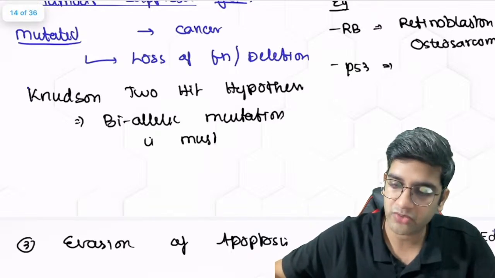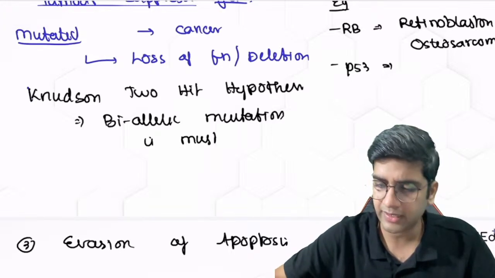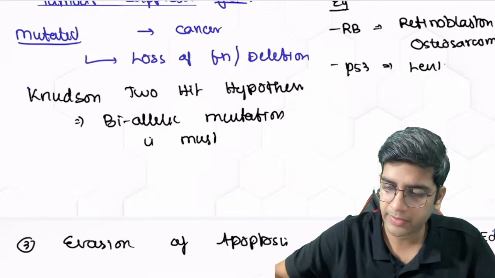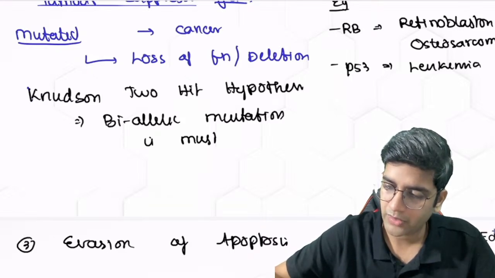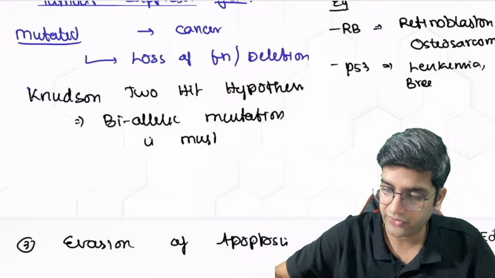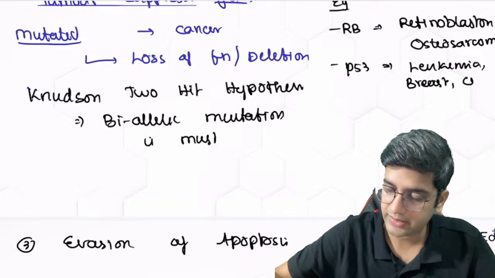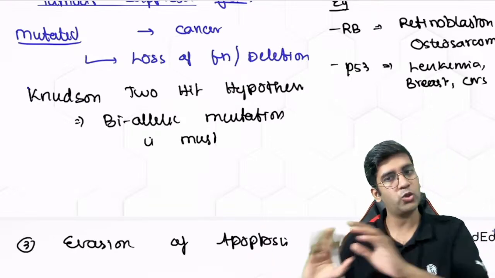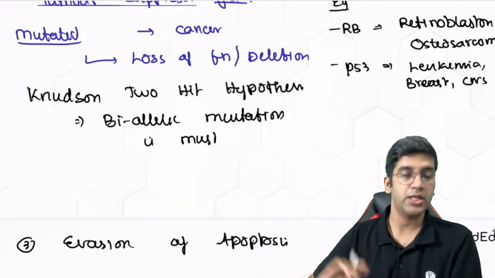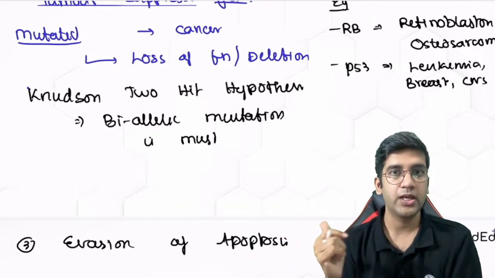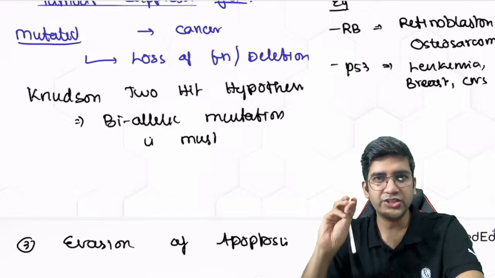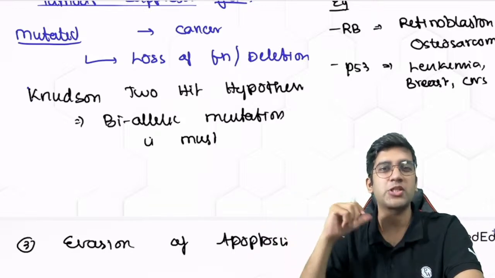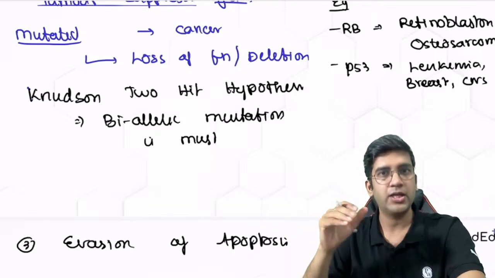P53 is mutated in many cancers. Just on a broader aspect, right? Leukemia, breast cancer, you see p53 quite frequently, and CNS lesions, gliomas. That's also a very prominent tumor suppressor gene. At least mention these two. If you have time, just write a little bit about how retinoblastoma functions and how p53 functions.